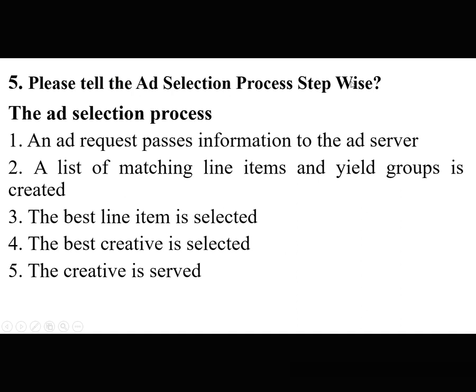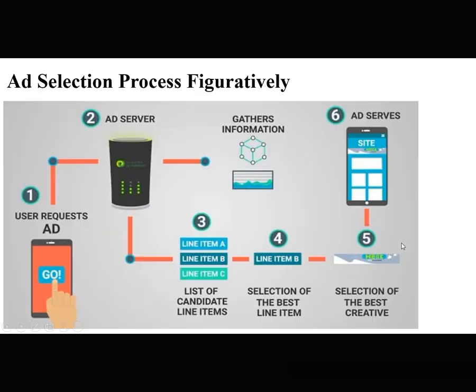Please tell the ad selection process stepwise. So the ad selection process is: an ad request passes information to the ad server. A list of matching line items and yield groups is created. The best line item is selected, the best creative is selected, and the creative is served. This is a figurative explanation.